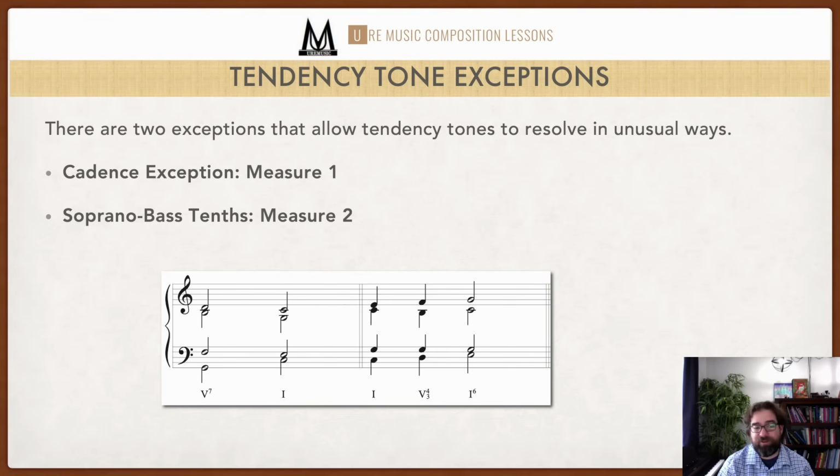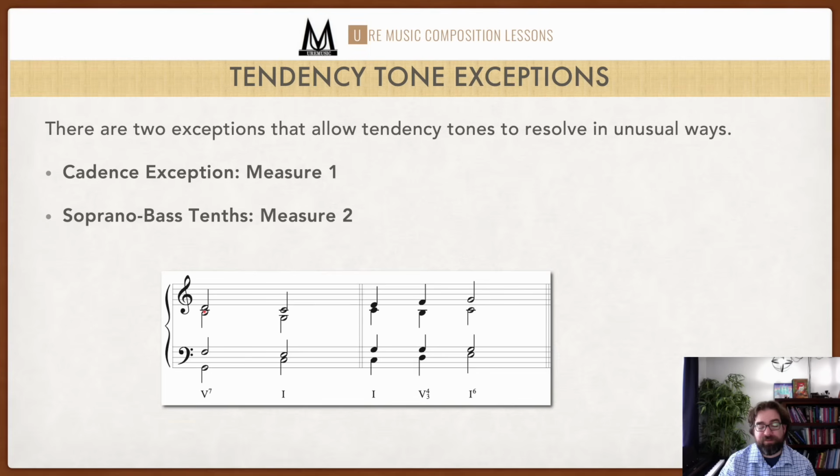So there's a few exceptions to tendency tone rules. So 2 of these exceptions are in measure 1 and measure 2. In measure 1, this is its own exception. It occurs at the cadence. So what happens here, take a moment, pause this video, see if you can see what's wrong with this progression. I'm going to give you 3 seconds and I'm going to tell you the answer. 3, 2, 1. So what's wrong with it is this B is not resolving up to the C.